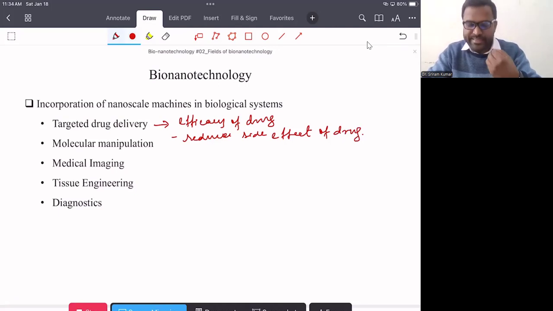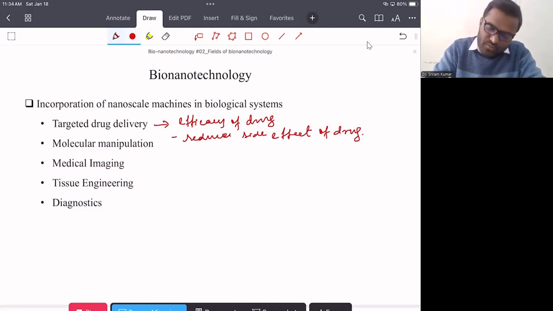If we use nanoscale machines or nanomaterial-based systems, and develop the system so that we can deliver the drug to the targeted cell or organ, in that case we will increase the overall efficacy of the drug and reduce the side effects. So these are the advantages.